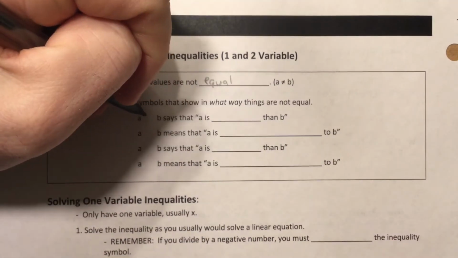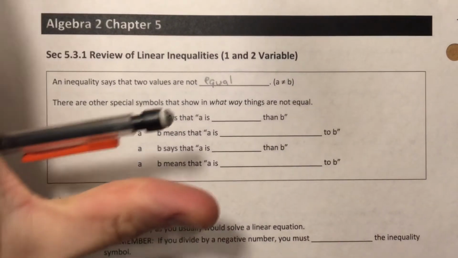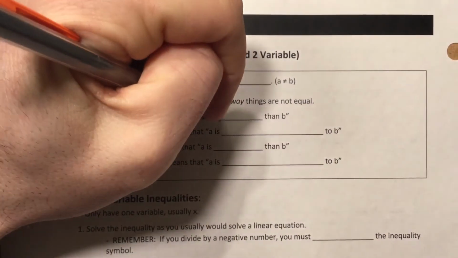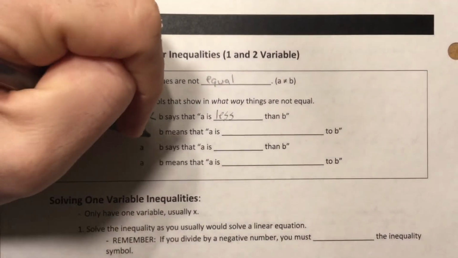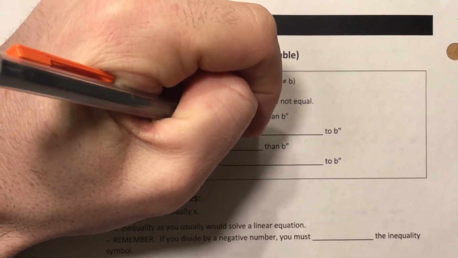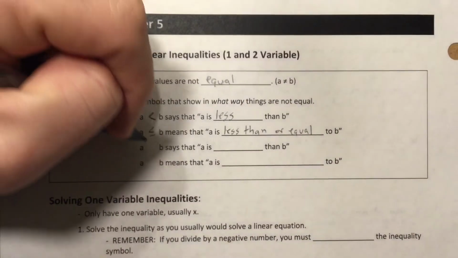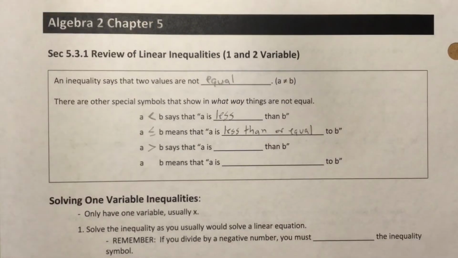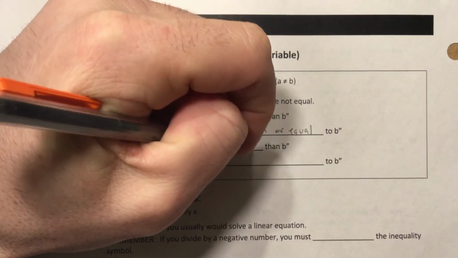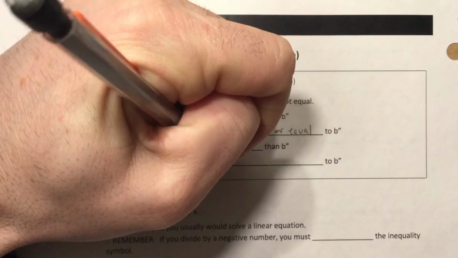So remember, if I say A is alligator, if I make an L with my hand and turn it sideways, that makes a less than symbol. So that's A is less than B. If I put the line underneath it, that would be A is less than or equal to. And if I have the alligator biting the left, that'd be A is greater than B. And again, if I put my line underneath the greater than symbol, then that would be greater than or equal to.